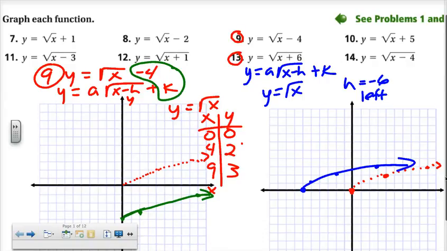And there we go. So that one I'm getting used to the Smartboard graphing a little bit too high.